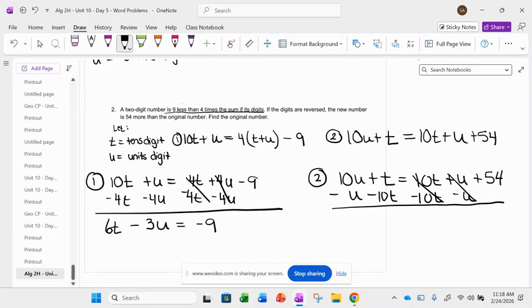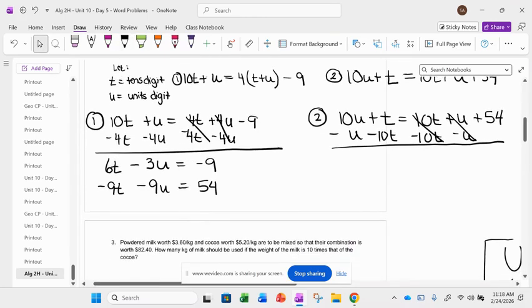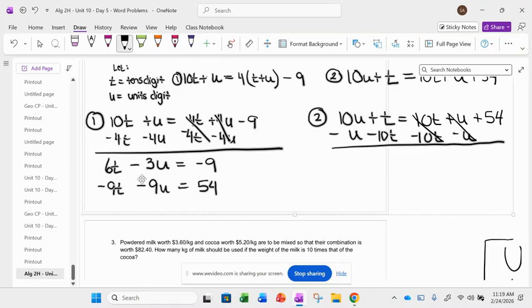So to stay in the same format, I'm going to get a negative 9t plus 9u equals 54. Now I can divide the top equation by 3 and the bottom equation by 9, but since we're using the calculator, is that even important? No, we don't even need to do that. We're fine. Everybody okay with what we have so far? Oh, that's a plus 9u, not a minus. Thank you. Good catch. Now we're good?